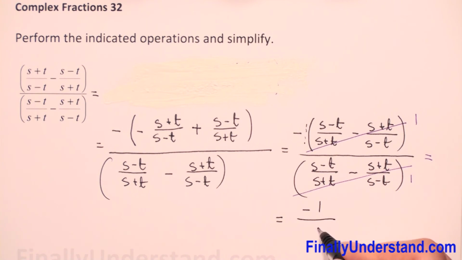And in the denominator we have 1. So negative over positive gives me negative. So negative 1 over 1 is negative 1. This is my solution.